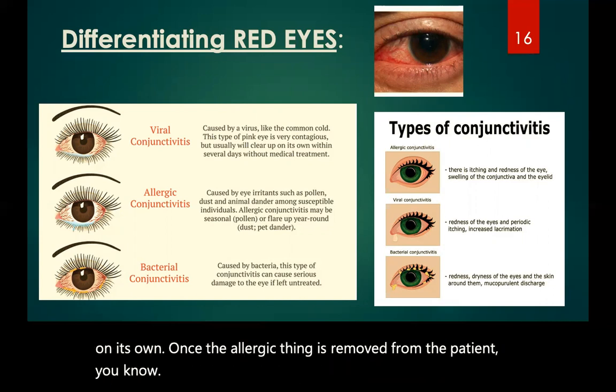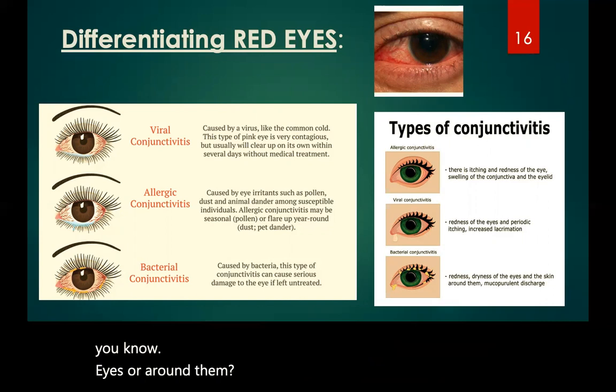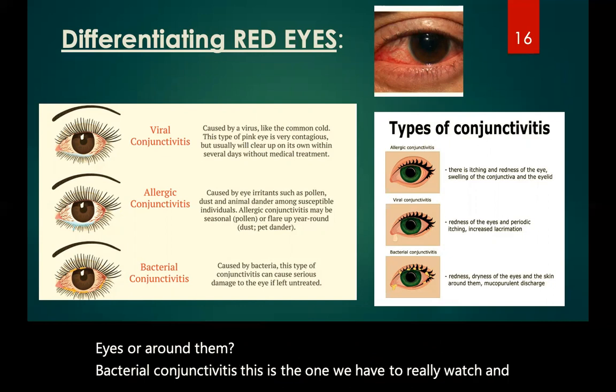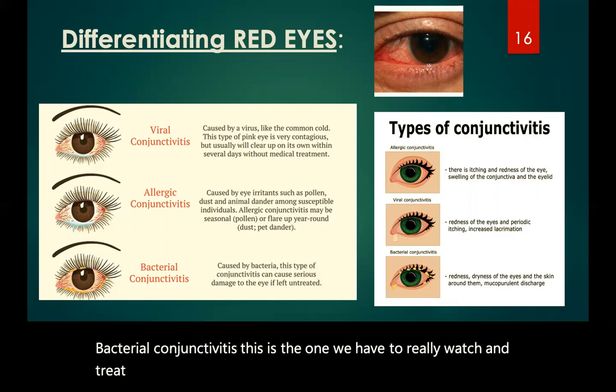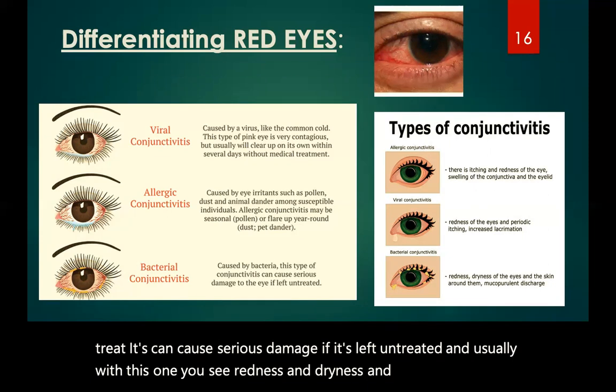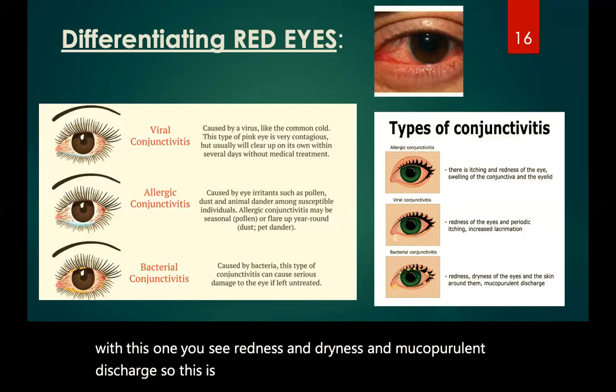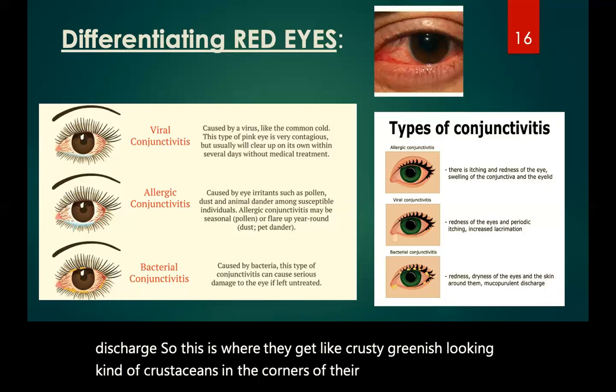eyes or around them. Bacterial conjunctivitis. This is the one we have to really watch and treat. It can cause serious damage if it's left untreated. And usually with this one, you see redness and dryness and mucopurulent discharge. So this is where they get crusty, greenish looking crusting in the corners of their eyes.